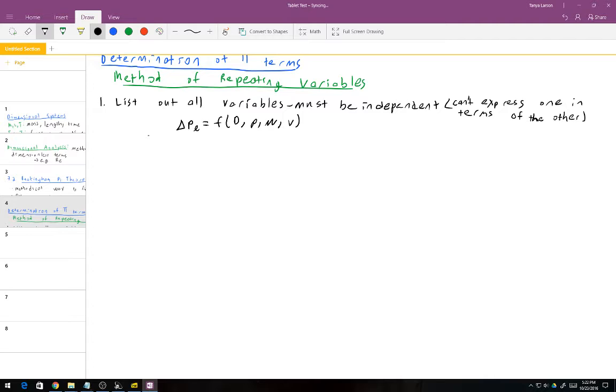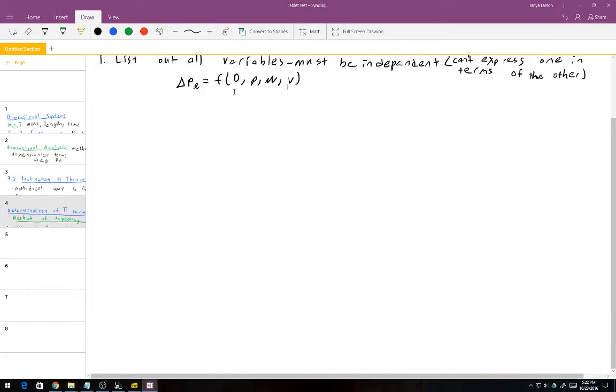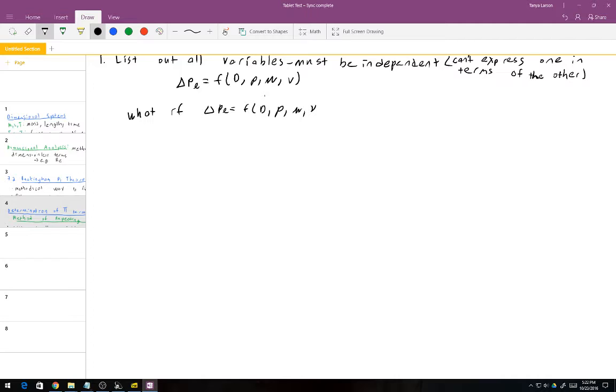We chose these, but normally in most problems you're going to deal with, at least in this class, you're not going to have to worry about choosing these 5 variables. They'll generally be given to you. But what if I had a different set? What if I said delta PL is going to be a function of 5 terms: D, rho, mu, nu, our other viscosity, and V. Would that work? Well, actually no, it would not.